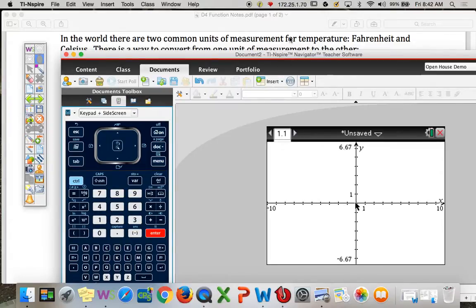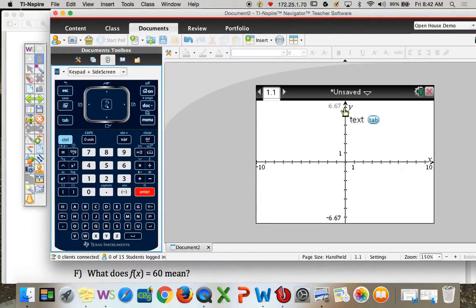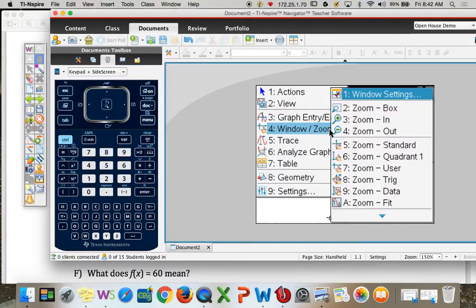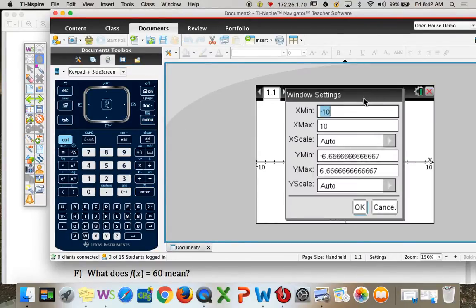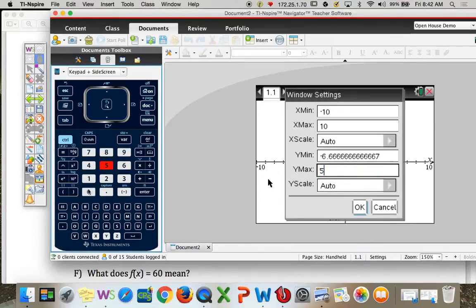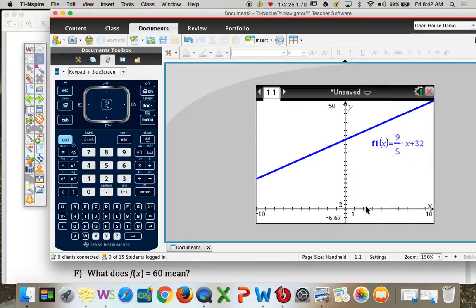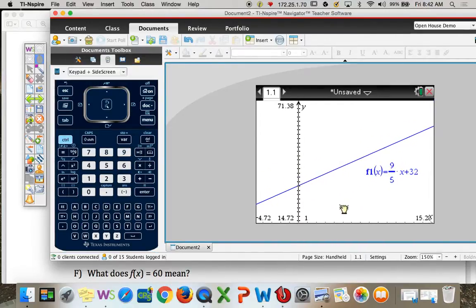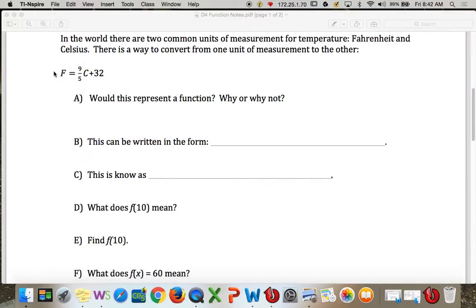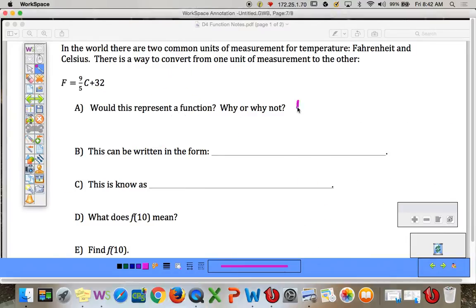And I have to change my window because here my y-intercept is 6.67. It has to be 32 or above. So let's go to menu, window. Let's change our window settings. Let's just go from -6 is fine. Let's go up to, how about like 50? See what that looks like. Okay, so we can see that this is linear, has a slope and a y-intercept. So yes, this is a function. Yes, it's linear. It would pass the vertical line test.